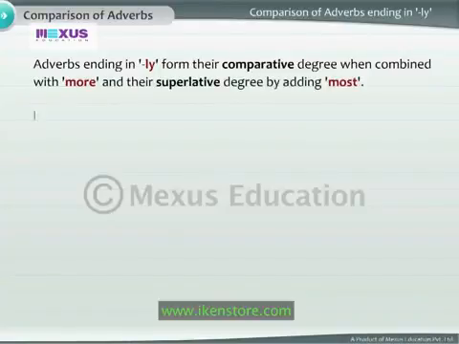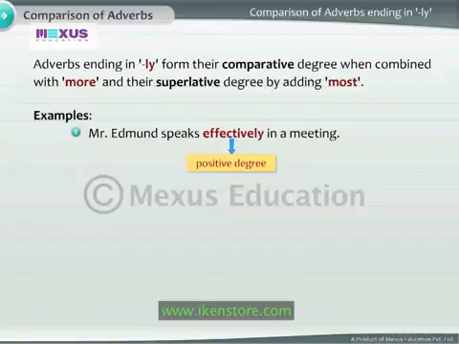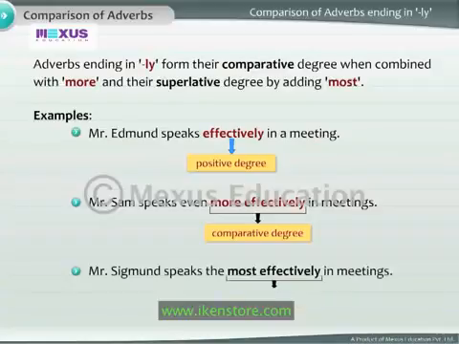Let us consider some examples. In the first sentence, the word effectively is the positive degree of adverb ending in ly. In the second sentence, the comparative degree of more effectively is formed by adding more to the adverb effectively. In the third example, the superlative degree of most effectively is formed by adding most to the adverb effectively.